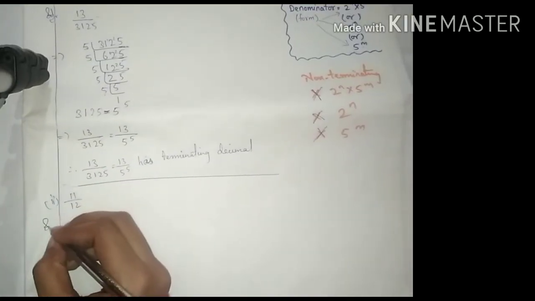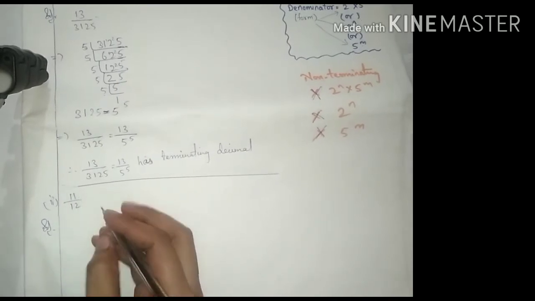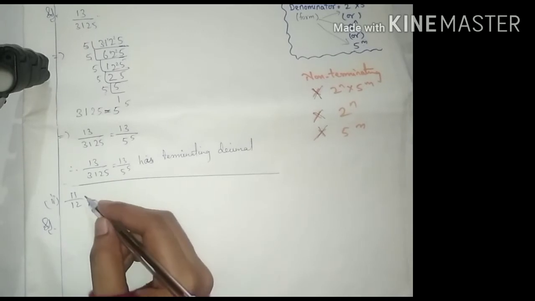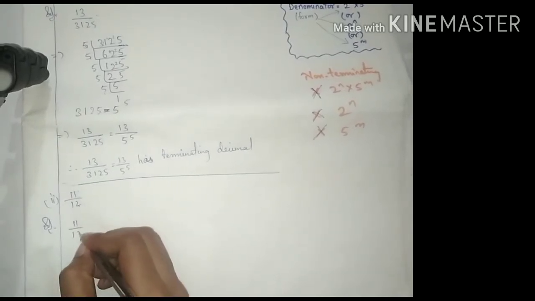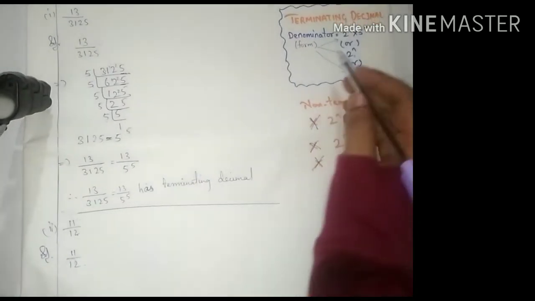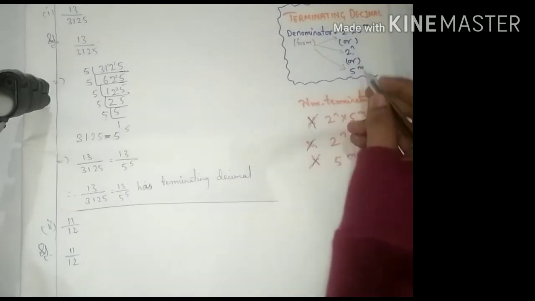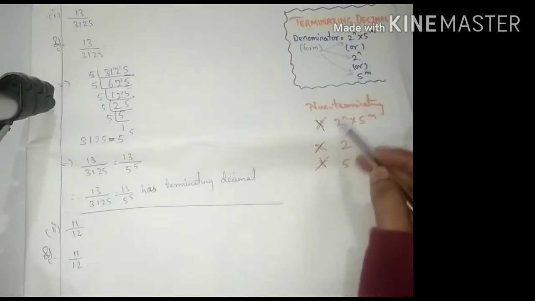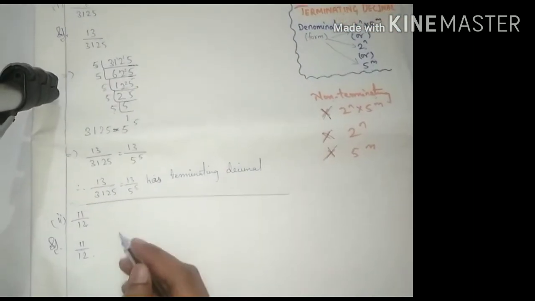Now the second one, I have copied the question here, 11 by 12. Here we have to find the factors of 12. If we are getting the factors in the forms I have mentioned above, that is, if the denominator is in the form of 2 power n into 5 power m, or 2 power n, or 5 power n, then we can say terminating decimal. If not, then non-terminating decimal.